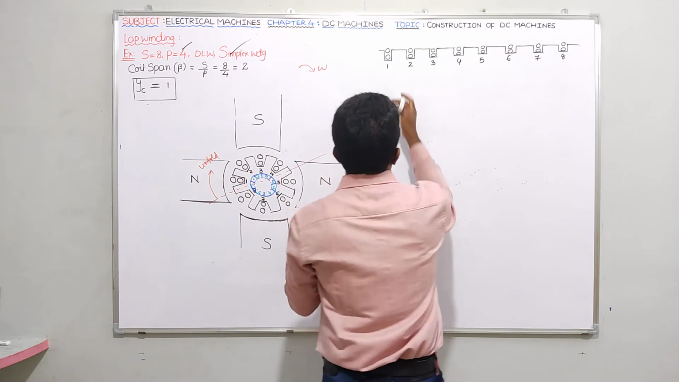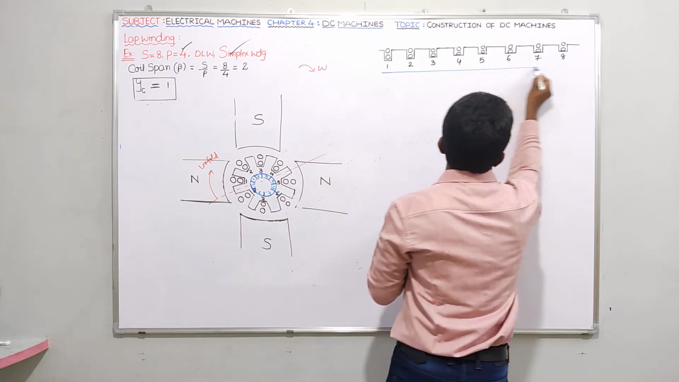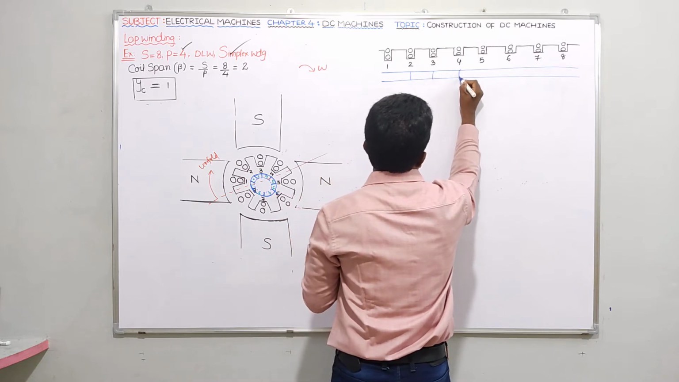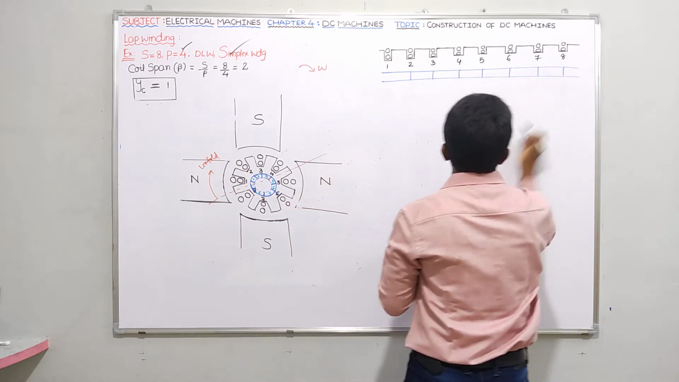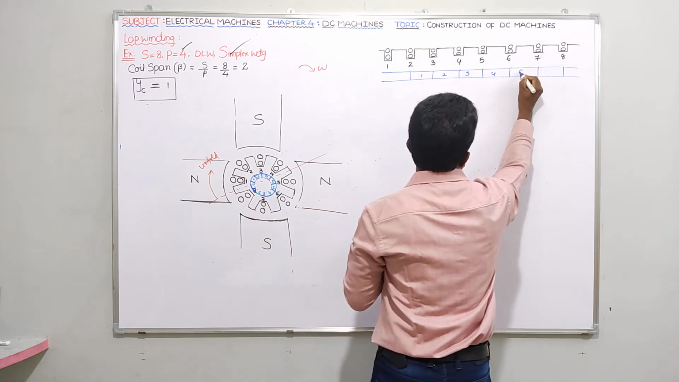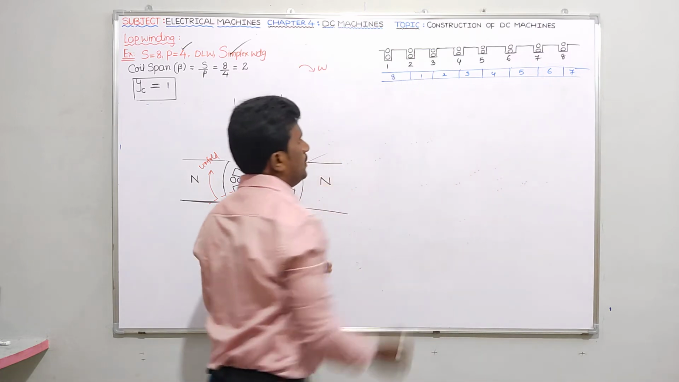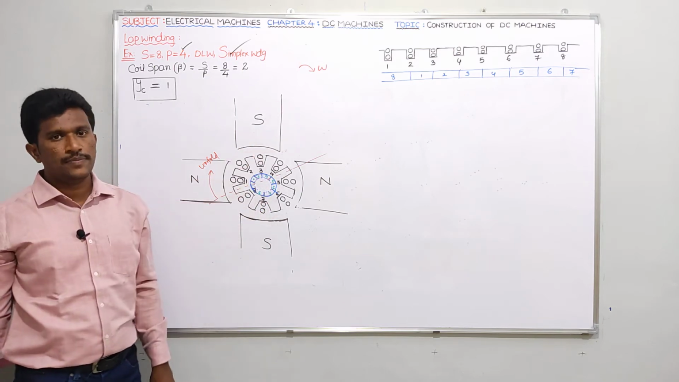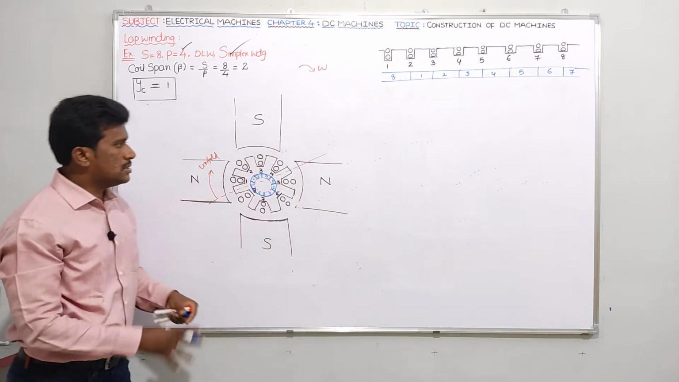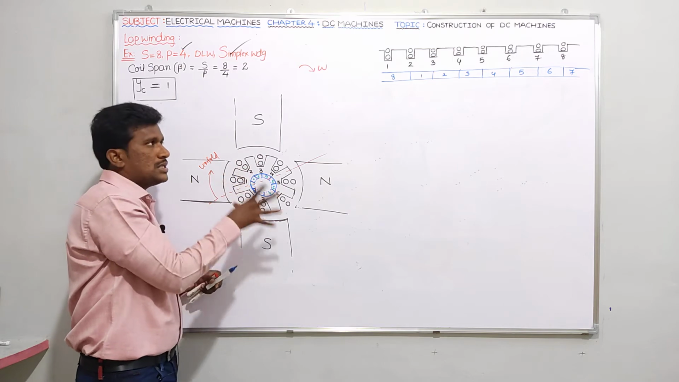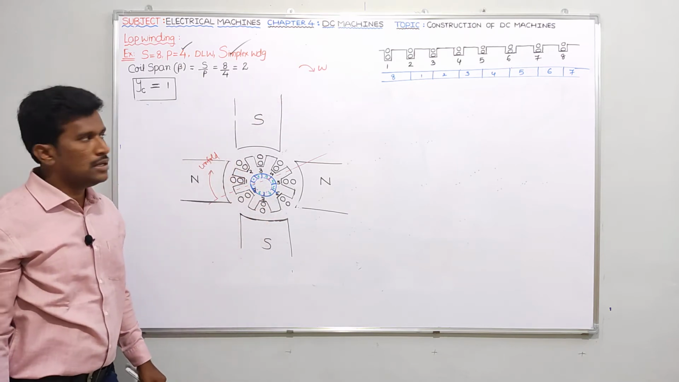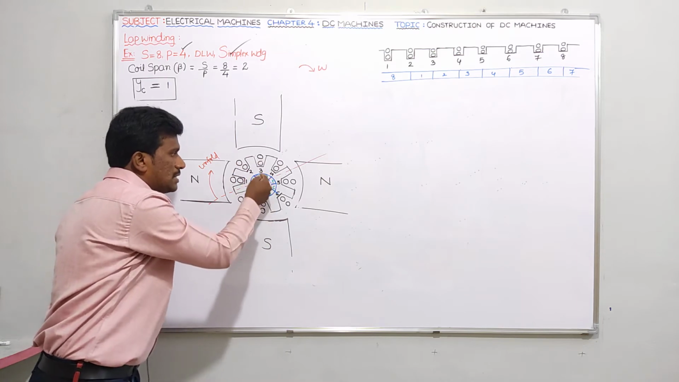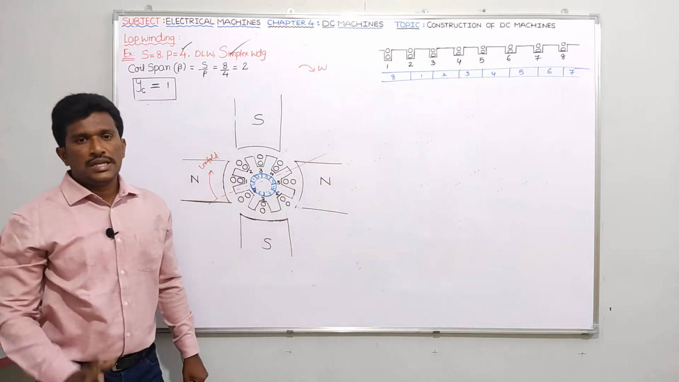Let me show commutator segments in this manner. Let me give segment numbers also: segment number 1, 2, 3, 4, 5, 6, 7, and we can take 8 like this. Tell me how many segments we are having here? 8 segments. See, this green color, 1 to 8 segments. This can be called a developed diagram, because you would have some confusion if I draw in the circular manner, so that's the reason I have taken a linear way. The slots are drawn in linear fashion, and whatever commutator segments are there, I just indicate like this. Is it clear, everybody?